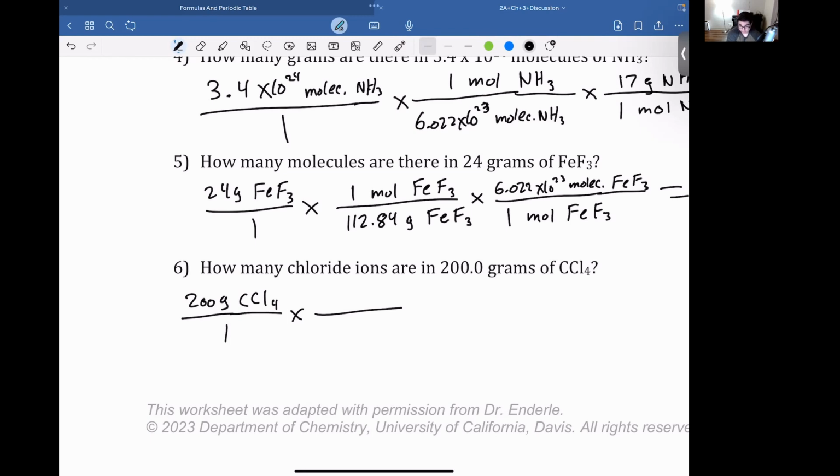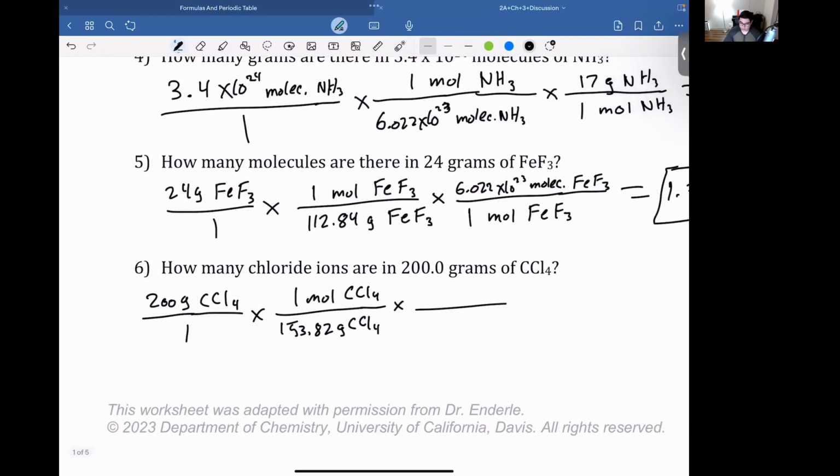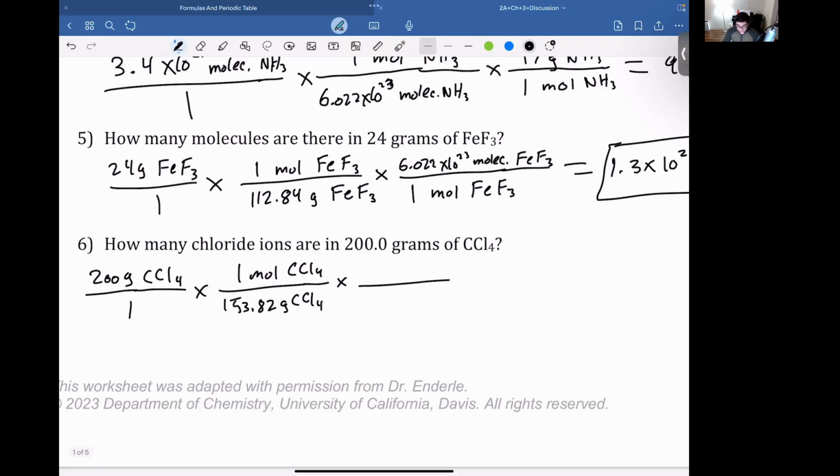I don't know what it is. I think it's like 80, no, 100 something. Yeah, 153.82. Yeah, I was way off. Okay, in my head. So 153.82 grams of carbon tetrachloride for every 1 mole of carbon tetrachloride. Then the grams cancel out. So now we use Avogadro's number to go to number of molecules.